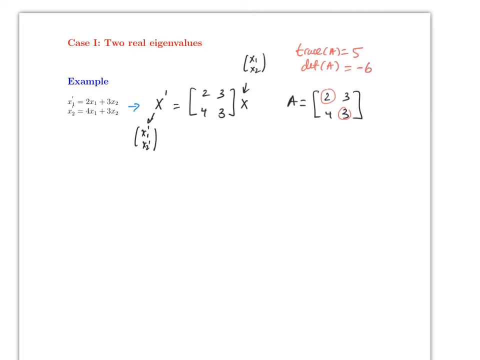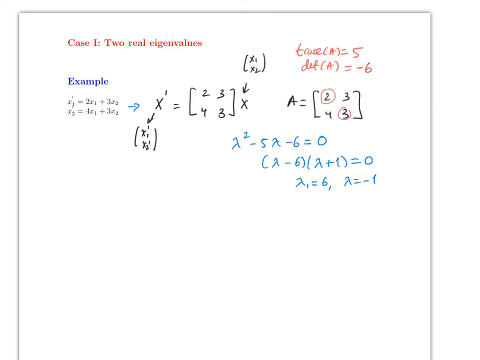So therefore, if we use the formula, you have lambda squared minus 5 lambda minus 6 is equal to 0. This factors to lambda minus 6, lambda plus 1 equals 0. So the two values for lambda are 6 and -1.